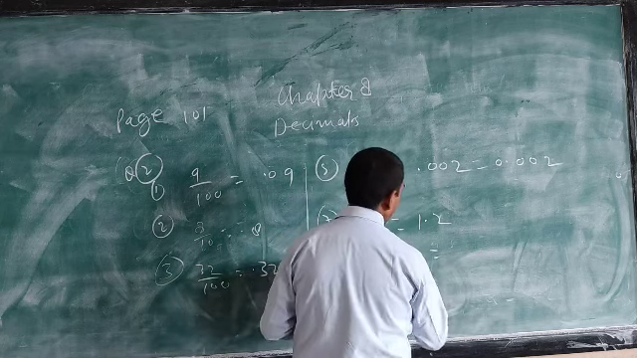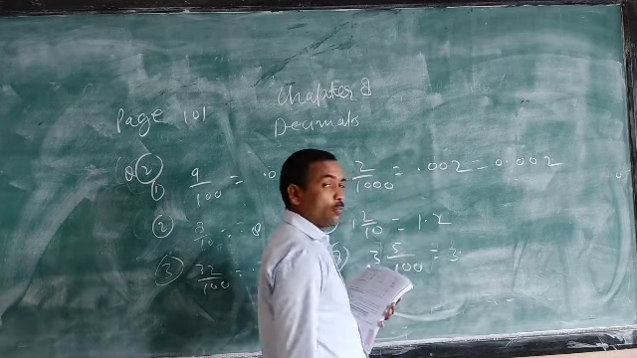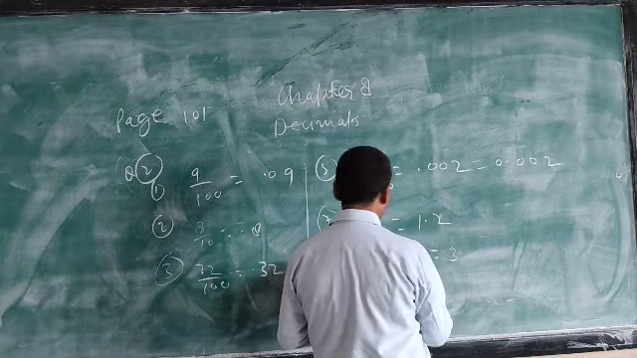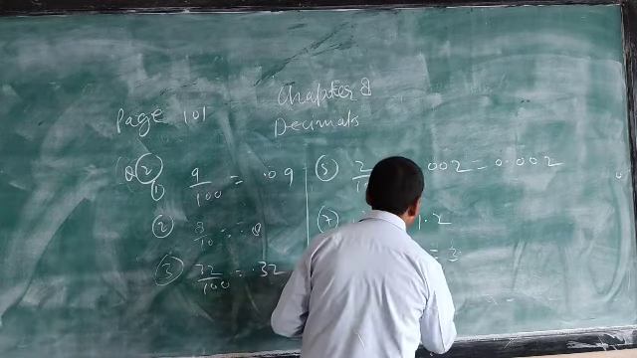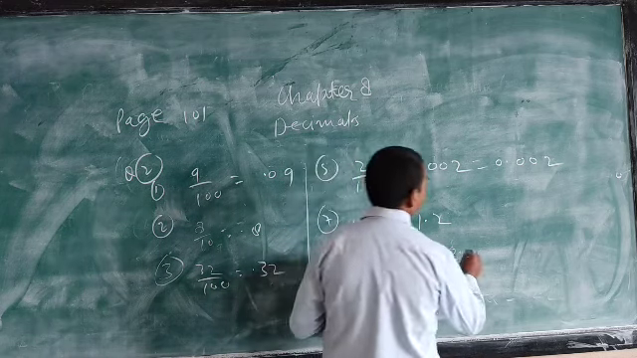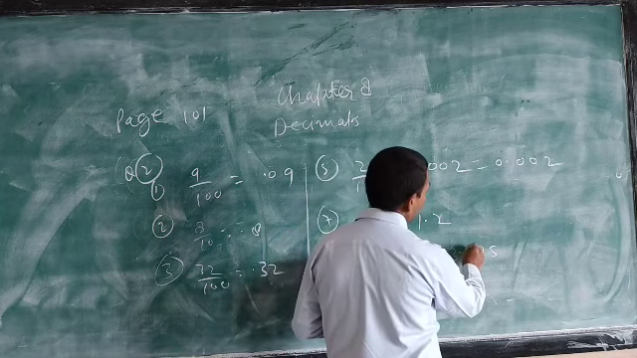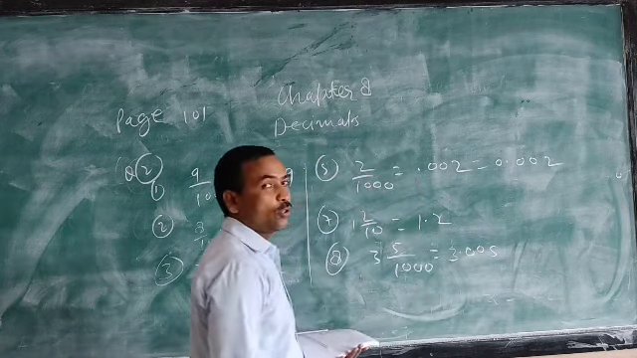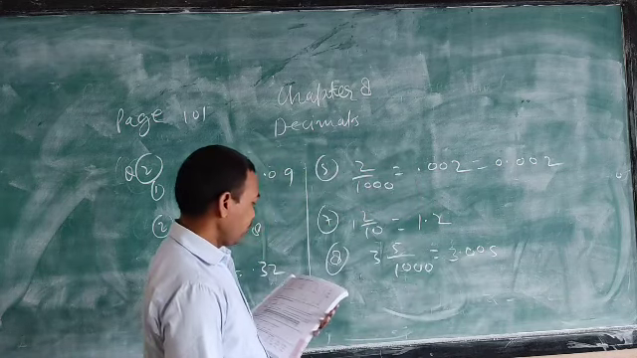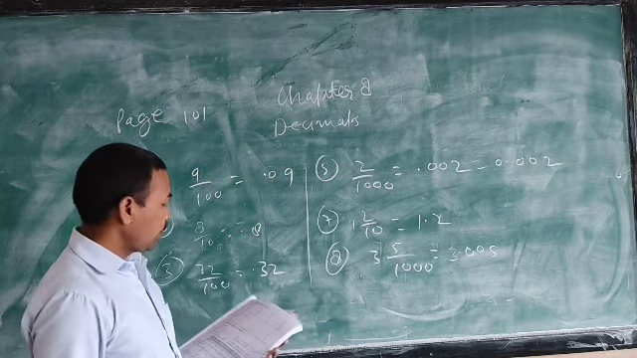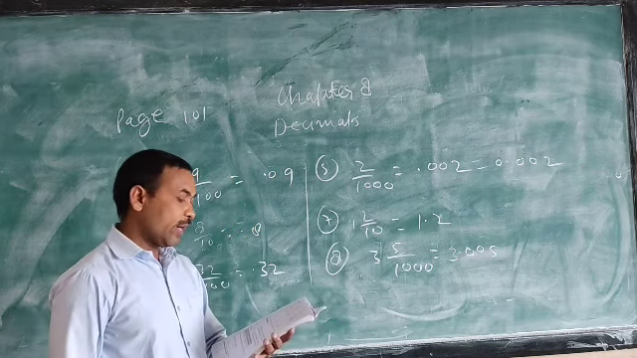And 8 is 3 and 5 by 1000. So the whole number part is 3. That is, before the point should be 3 only. And this is 5 by 1000. So 3 decimal places, only 1 place here, so 2 more zeros should be here in between. So 3.005. I hope you can complete the remaining by yourself.